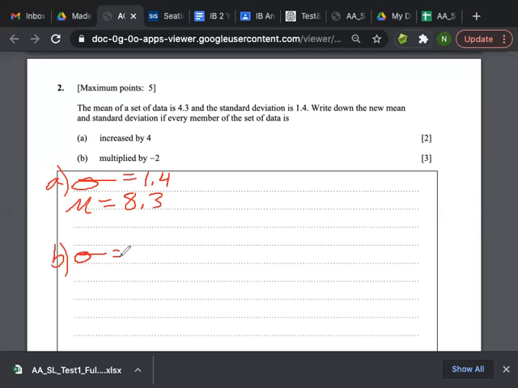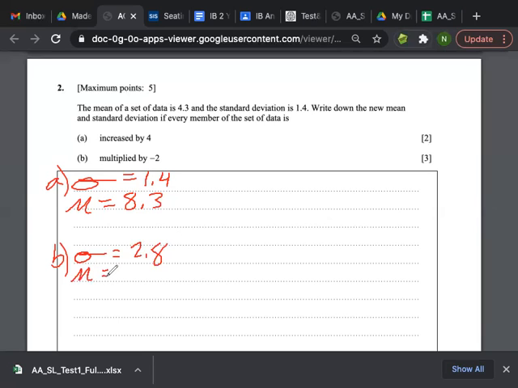Now pick any 2 other numbers and think about their spread. Okay, so we had 5 and 7, the spread is 2. When I multiply them by -2, I have -10 and -14, the spread is now 4. In this case, it also doubled. So my standard deviation, when I multiply by 2, will double. I have 2.8.